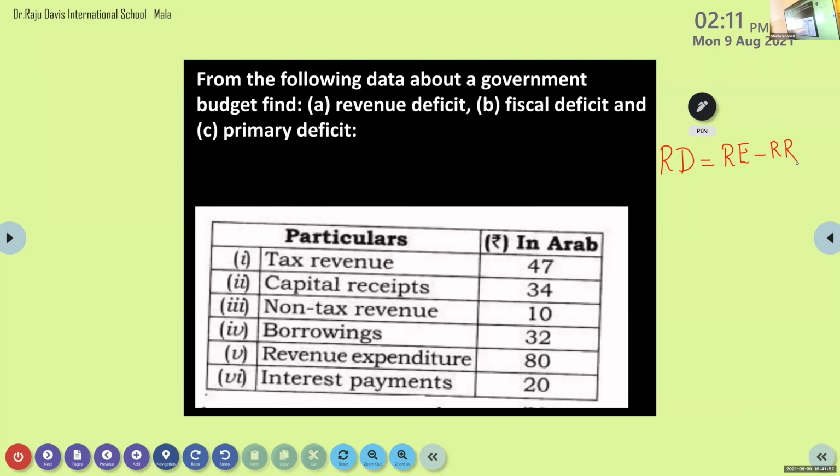You got, Aishwarya? Yes, ma'am. How much it is? 23. All of you got the same? We all got the same number, right? Yes, ma'am. Okay. Next one, fiscal deficit.